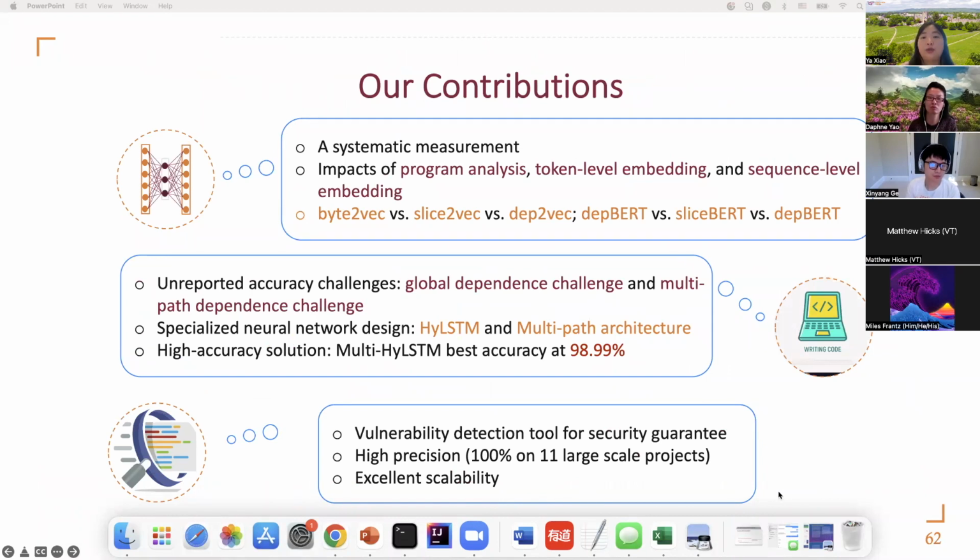Finally, we achieved many contributions, including a systematic measurement. We revealed the impact of program analysis, token level embedding, and sequence level embedding. We also published our pre-trained embeddings for future usage. And we also identified two unreported accuracy challenges caused by the global dependence and the multipath dependence, and we have two specialized designs to address them. Overall, our solution reaches an accuracy of around 99%. And finally, we also include the detection part.